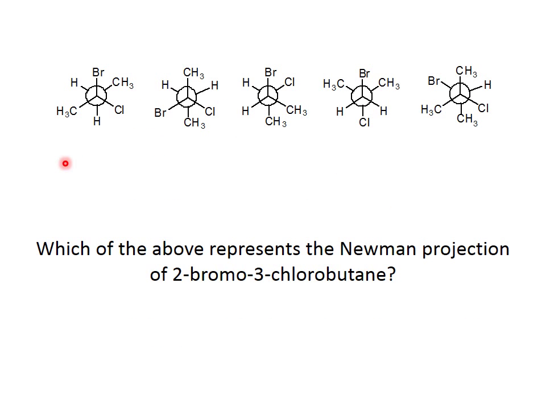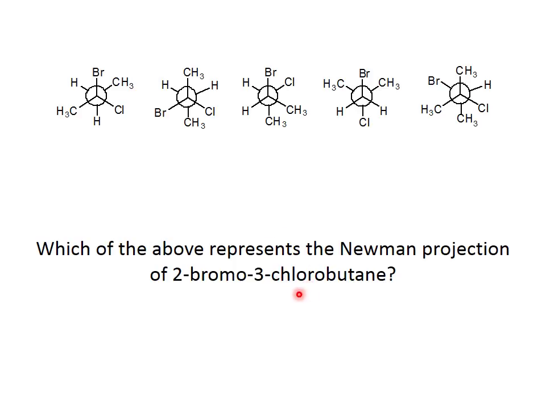Okay, which of the above representations is the Newman projection of 2-bromo 3-chlorobutane? You don't know how to name these things yet, so let me just tell you that 2-bromo butane has 4 carbons. 2-bromo means that on the number 2 carbon you have a bromo, and 3-chloro means on the number 3 carbon you would have a chloro.